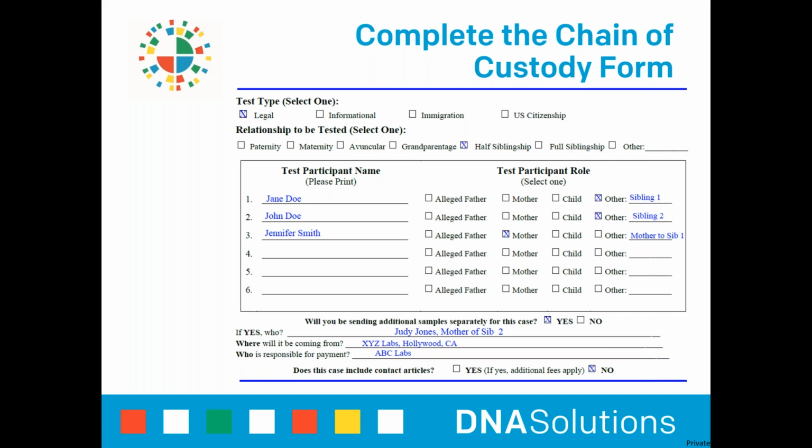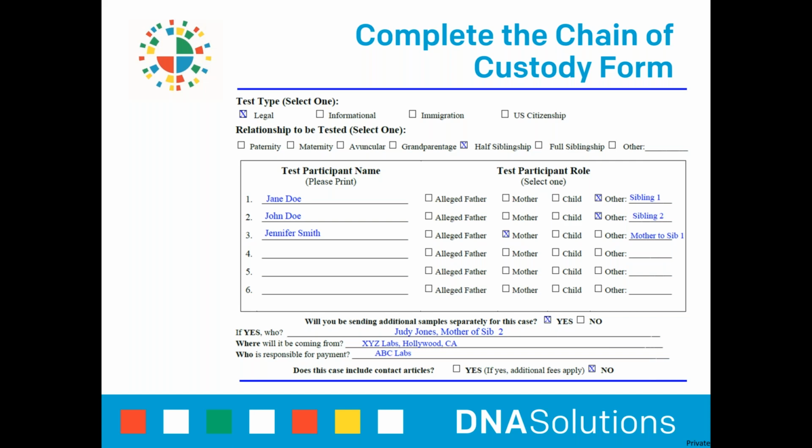Following this area is a location to indicate if additional samples are expected to be included in this case. For this example, we marked yes. The mother of the second sibling is expected to arrive from another facility. If you have no other samples coming because everyone is being collected at the same location on the same day at the same time, you can mark no on this section.